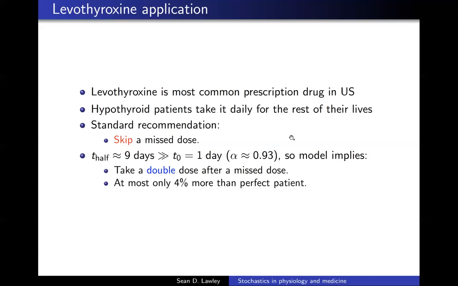So our analysis would differ from the standard medical recommendation. Our analysis would say take a double dose after you miss a dose. If you use the formula from the previous slide about the maximum possible overshoot, at most you could have only 4% more than the perfect patient. So for levothyroxine, most sources would say skip a missed dose, but this analysis says you should take a double dose. That will make your overall drug amount closer to the perfect patient, and you're never going to have much of an overshoot, at most only a few percent.